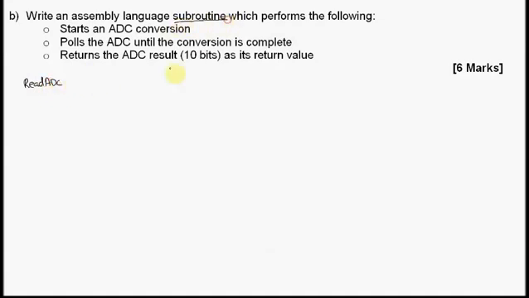Remember, we need to write these things as a subroutine. So we need to start the conversion. So we say bit set. We need to set the bottom bit, so we'll just put in 1 there, to ADC10 CTL0. So start conversion is set to 1. So we start the conversion. We then need to check that that conversion is still going before we do anything else.